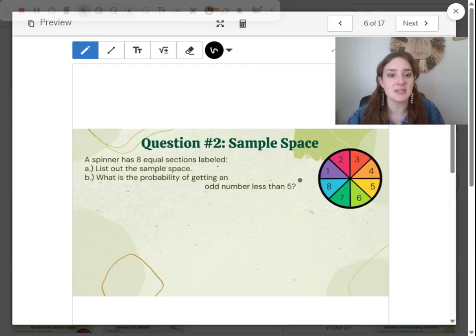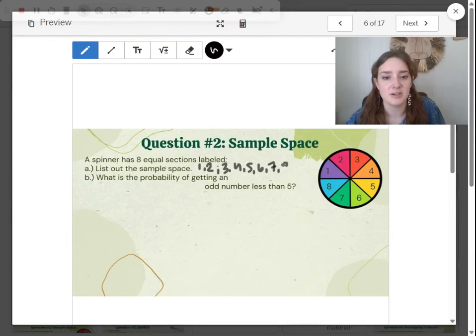So what is the sample space? We could spin a number between 1 and 8. So I'm going to show that sample space. We could spin a 1, 2, 3, 4, 5, 6, 7, or 8. There are 8 total outcomes.